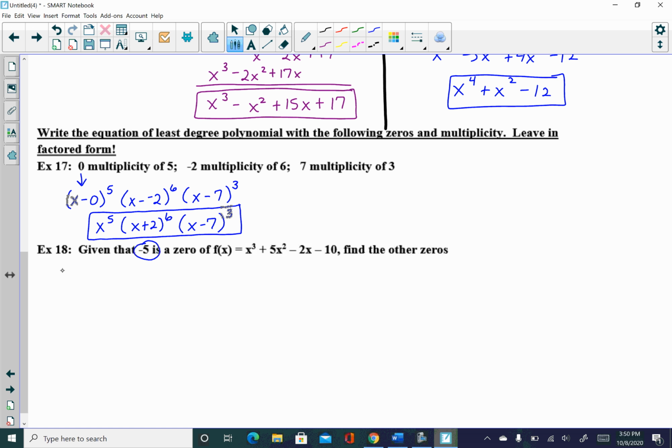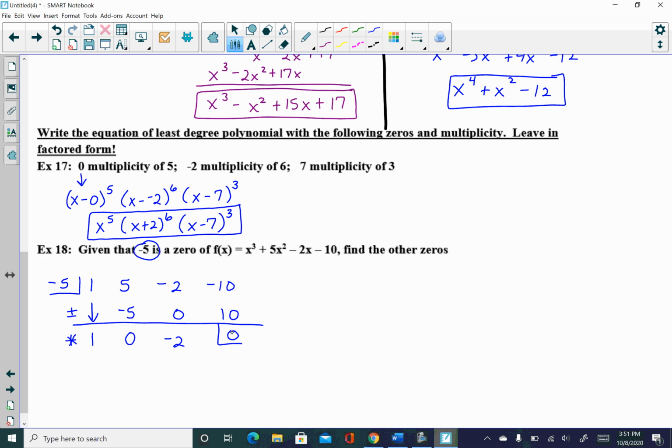So we're going to put negative 5 in our box and line up our coefficients, and I've got x cubed, x squared, x, and numbers, so I don't need any placeholders. So 1, 5, negative 2, negative 10. Bring down my 1. Remember, above the line you add or subtract, below the line you multiply. Negative 5 times 1, negative 5. Add, you got 0. Negative 5 times 0, 0. Add, you have negative 2. Negative 5 times negative 2, positive 10.